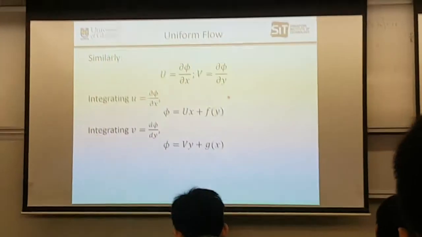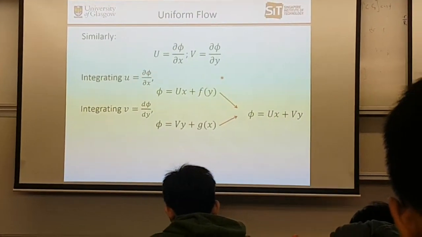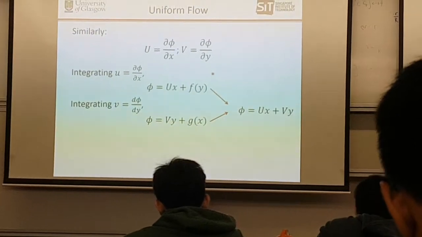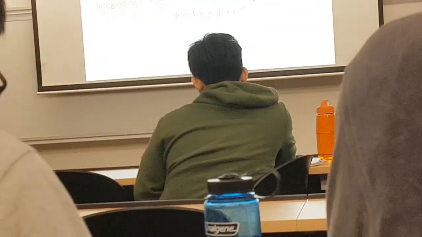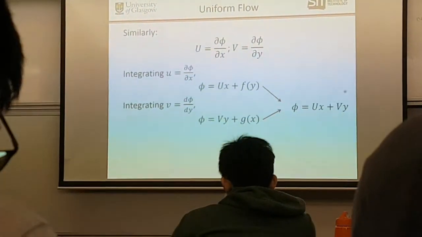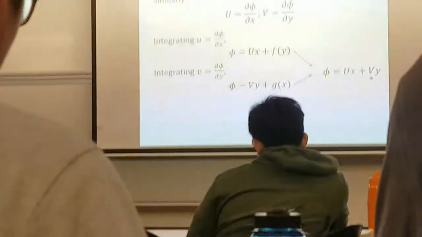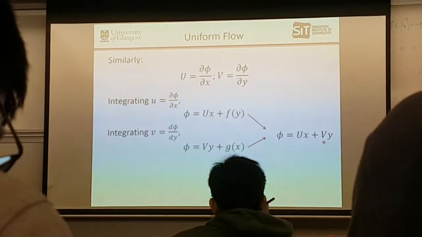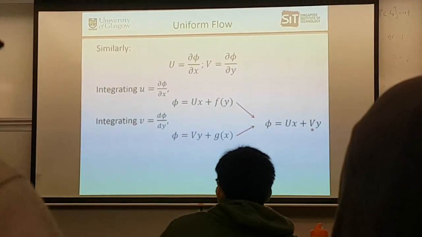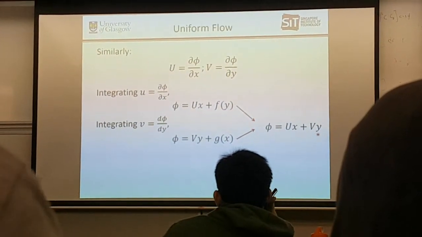Okay, that means if I combine both together, my stream function is equal to ux plus vy. As I said again, this is a combination of both my u and my v velocity. But if the question says this is a pure axial flow, for example, that means my v will be equal to 0. So I don't have to consider this vy anymore.